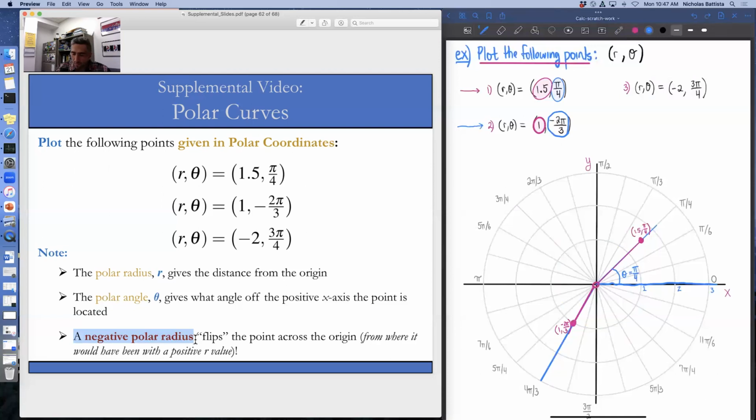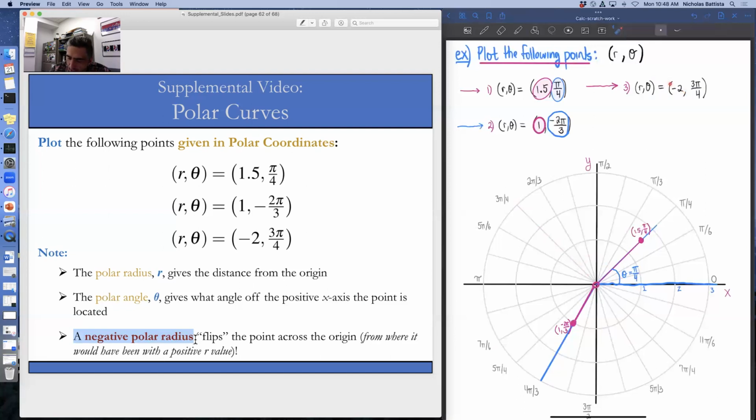All right, so let's move on to the last point. And this is the point negative 2, 3 pi over 4. So first, let's just think about where 3 pi over 4 would set us. If we move that angle from the positive x until we hit 3 pi over 4, that's going to place us in quadrant 2, somewhere along this particular angle.